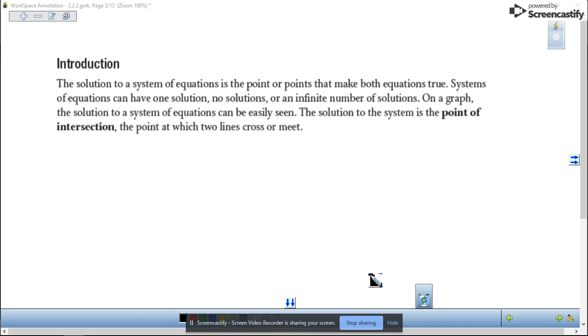So the solution to a system is the point or points that makes both equations true. In other words, it's where the graphs of the equations overlap, where they intersect. They can either have one solution, they cross at one point, no solution, they're parallel and they never touch, or infinitely many solutions, they're the same line graphed on top of each other. On a graph, the solution to a system can easily be seen. It's the point of intersection that's highlighted here. It's important.